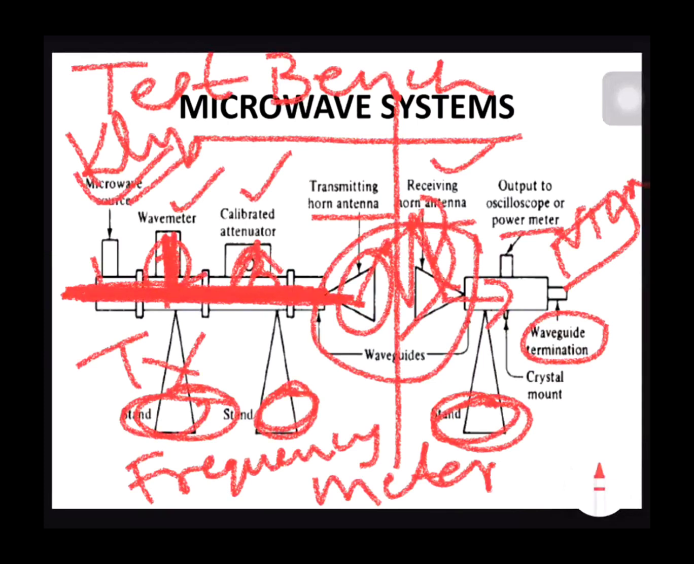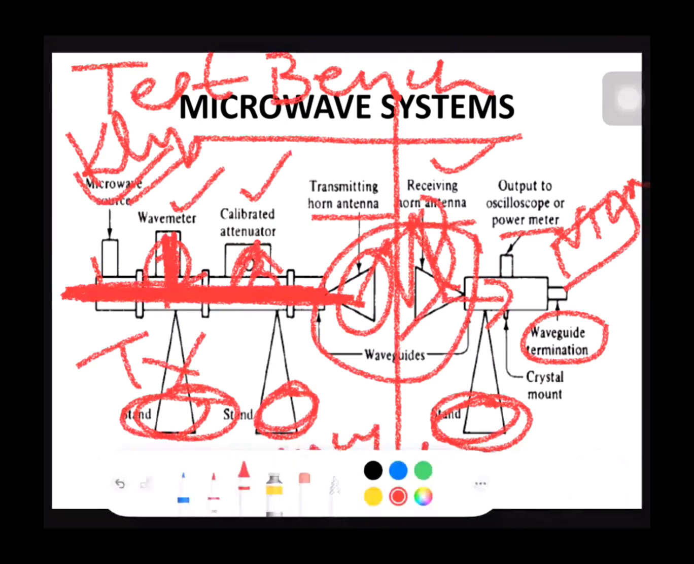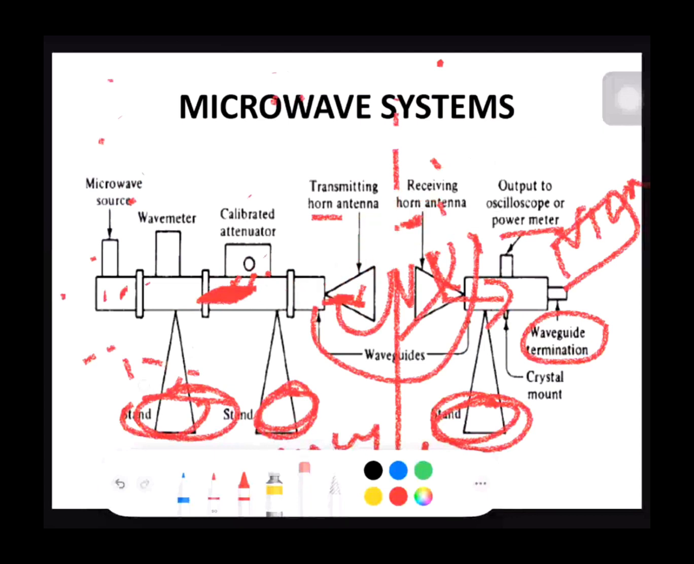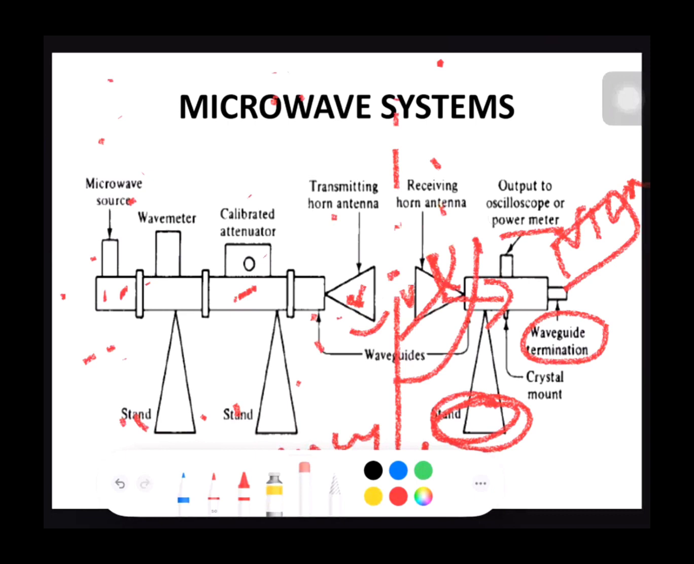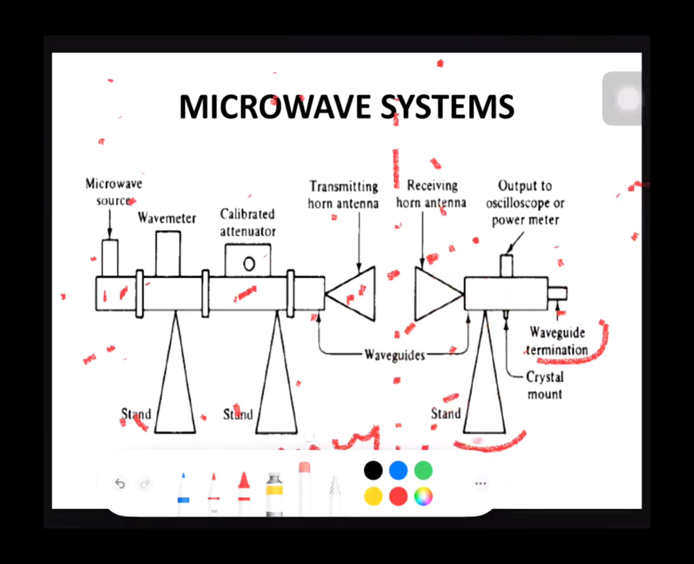So the answer which you have to write is the block diagram. After writing the block diagram, you are supposed to define what a microwave system is, and then you'll explain about the components. That is, you'll explain in brief the microwave source, wave meter, attenuator, the antenna, and the output, oscilloscope and other things.